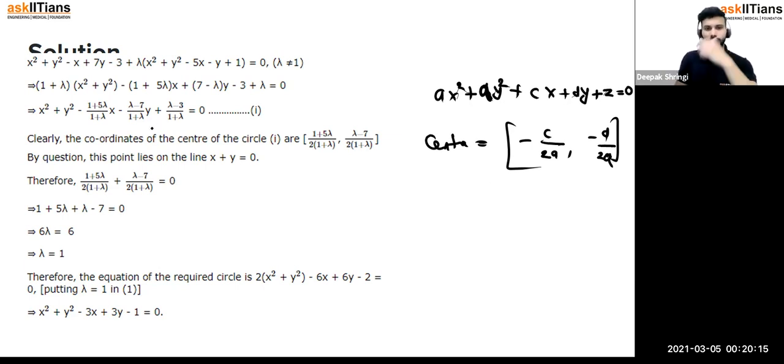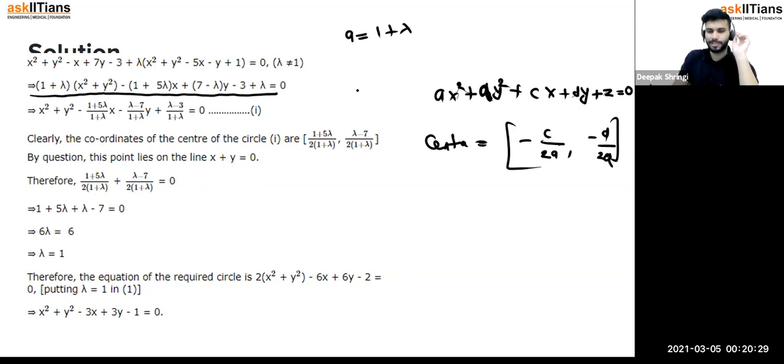So look at this. In this question, you got the equation as this now. The x square coefficient is 1 plus lambda, y square also 1 plus lambda, right? So a is actually 1 plus lambda over here. A is the coefficient of x square, y square, it's 1 plus lambda. What is the coefficient of x? That is c, which for us is minus 1 plus 5 lambda, okay? And what is d, the coefficient of y? Coefficient of y is 7 minus lambda, right?